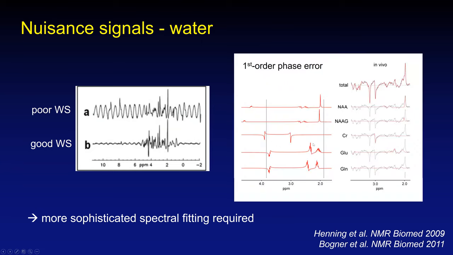And what we have done, and there are a couple of approaches to this, is we are fitting our data in a different way. We are not doing a first order correction, but instead incorporate this into our spectral analysis model so that the water signal is not causing such residual bumpy baseline corrections. So our spectra look a little bit unusual.